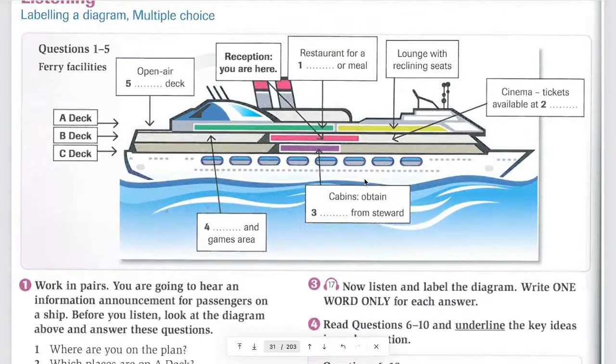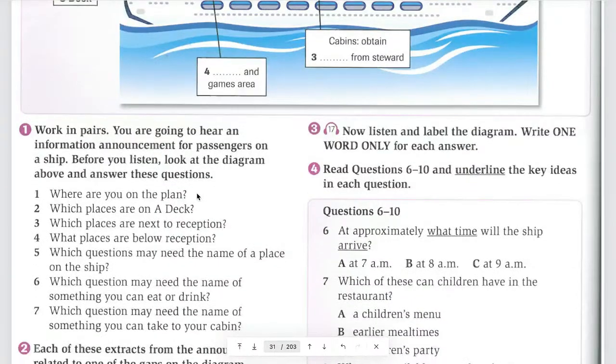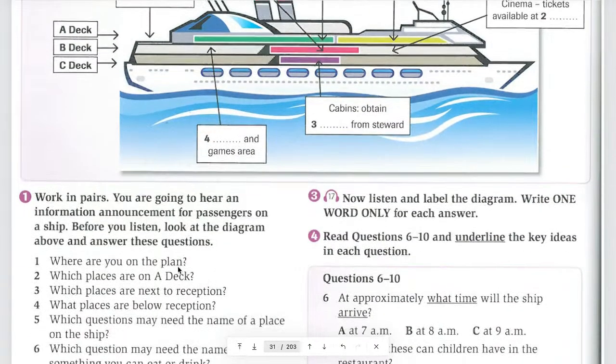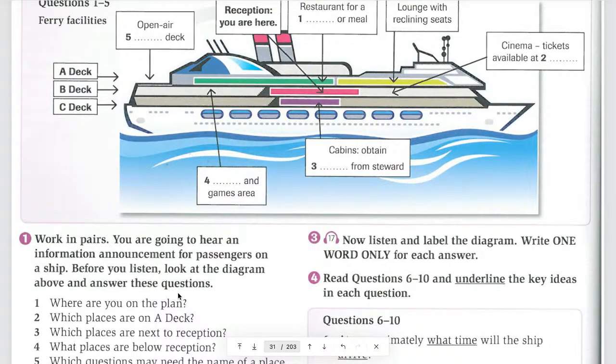So you can see the diagram here. We see a boat there, right? And all of the questions there. So now you need to ask each other. For example, where are you on the plane? It's very important. You need to know where you are. And then you have to ask, which places are on A deck, and which places are next to the reception. And don't ask me what A deck or B deck or C deck means. The easiest way is to look at the diagram and you understand immediately.